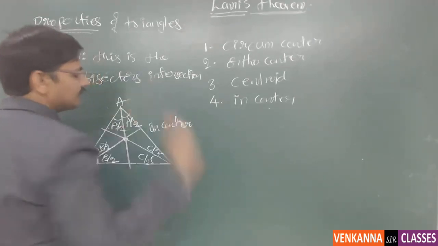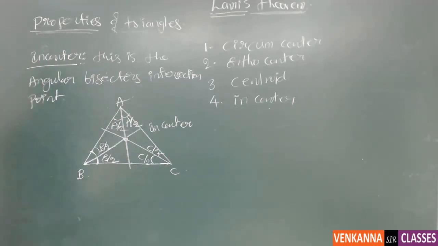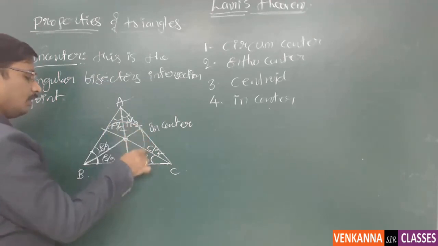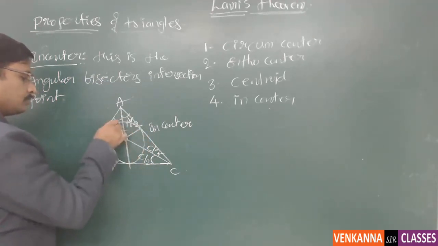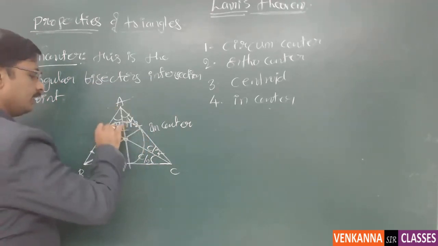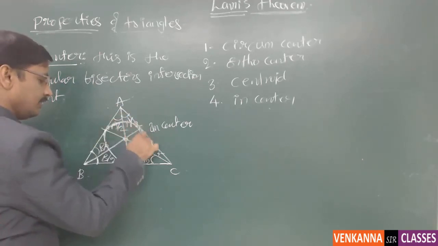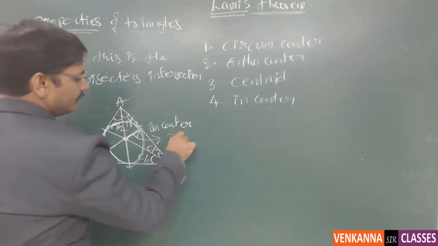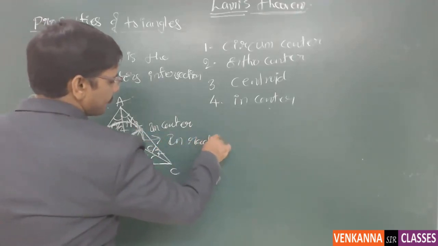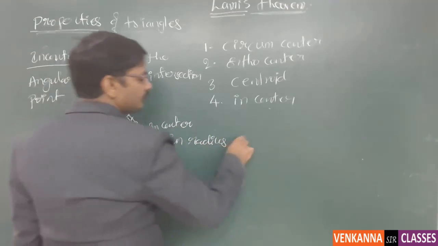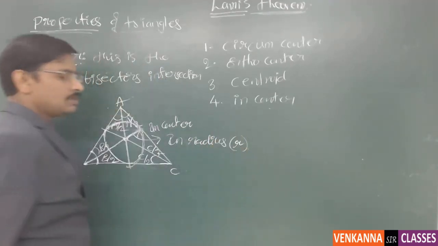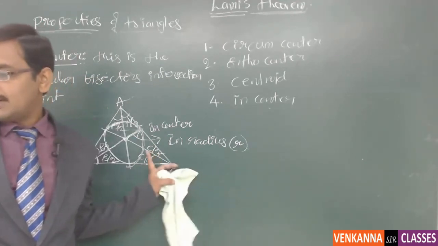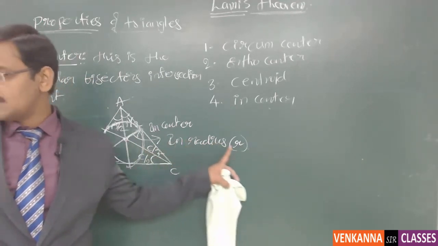Why we call this the incenter is, for the incenter, you can draw a circle touching all three different sides. So like this you can draw a circle in case of incenter. And this radius is called the inradius. So this is the inradius, and this is usually represented with the small r. So circumradius is represented with capital R and inradius is represented with small r.